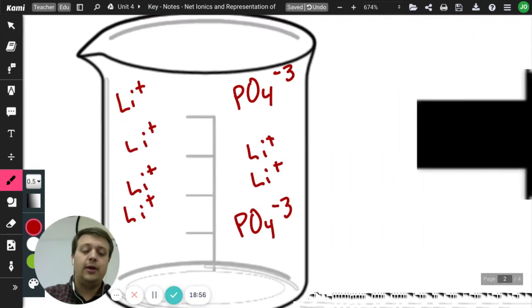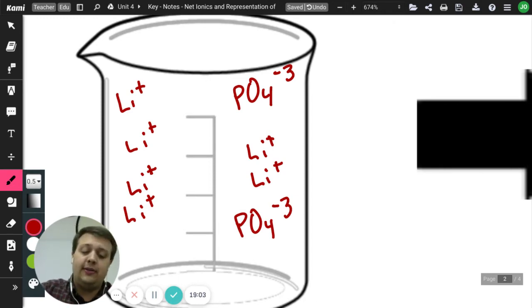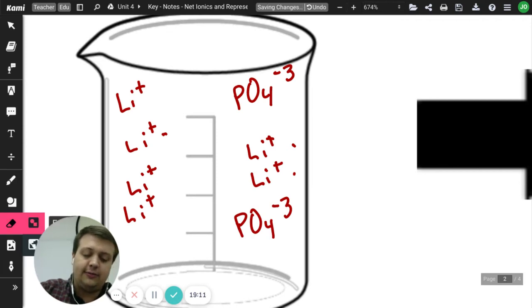Sliding on over, I had my lithium phosphate. For that, I had 6 lithiums and 2 phosphate. So I count up my lithiums: 1, 2, 3, 4, 5, 6. And then I had 2 phosphate. There are 2 right there. And so that would be the correct beaker for the lithium phosphate.